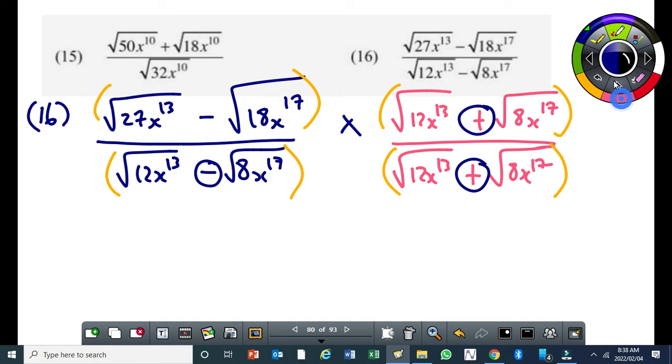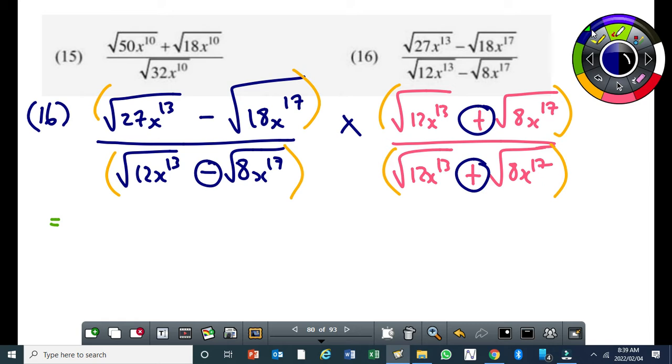Alright? Okay, so from here now, we use FOIL in both the numerator and the denominator. Okay? So square root of 27, square root of 27. Now we can simplify that, because 27 can be written as a product of a prime number and a perfect square. So this will be 3 square root of 3. And the square root of 12x cubed can also be simplified, because 12 can be written as 4 by 3, which becomes 2 square root of 3.